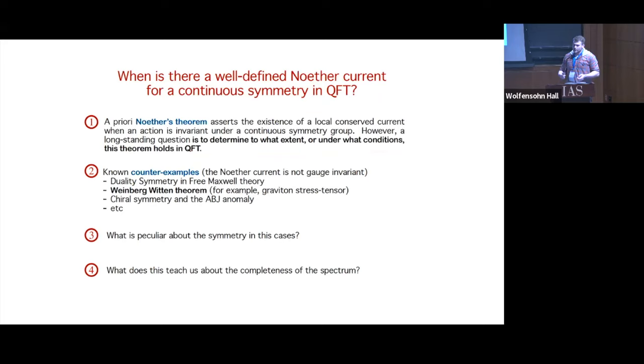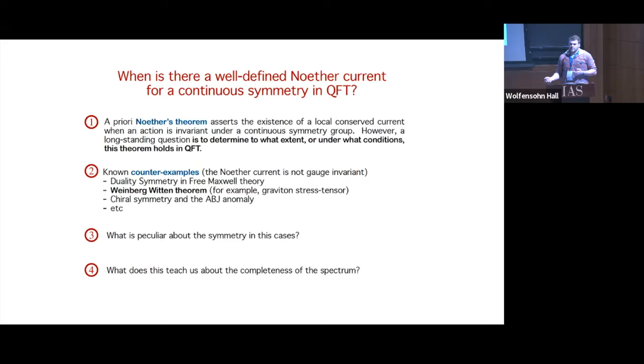The answer a priori might seem really simple, as Noether's theorem asserts the existence of a Noether current when the action is invariant under a continuous symmetry group. But it's a long-standing question in quantum field theory to what extent this theorem holds. For instance, the problem becomes clearer when one considers some counterexamples where the Noether current is not gauge invariant.